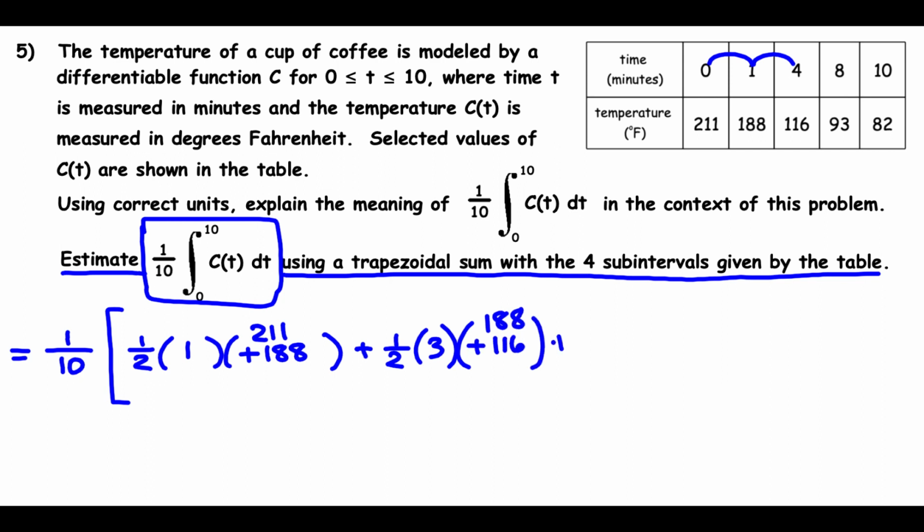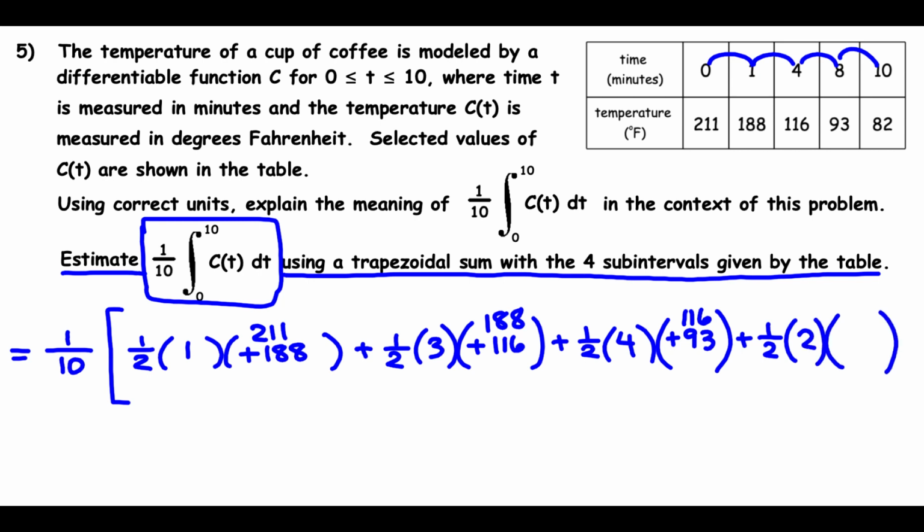2 more. 1/2 height. The next height is 4, because it's 4 to 8. We're adding 116 and 93. Finally, I think we can fit this in. 1/2 height. The height here is back down to 2. And it's 93 plus 82.